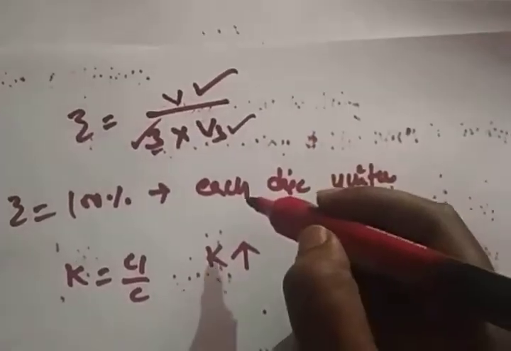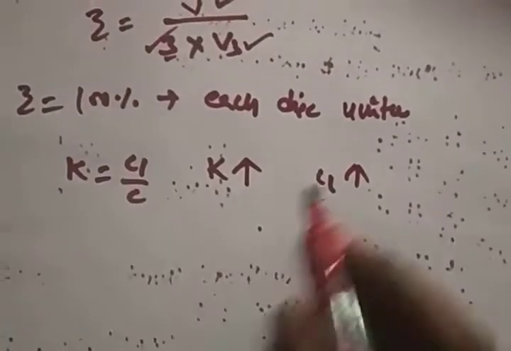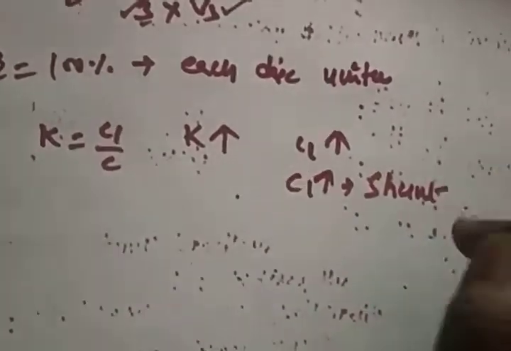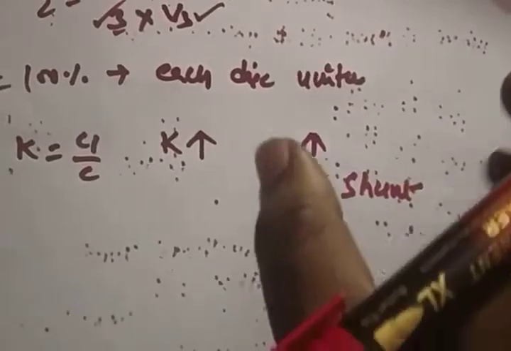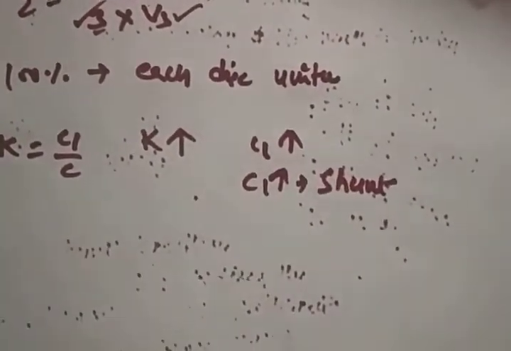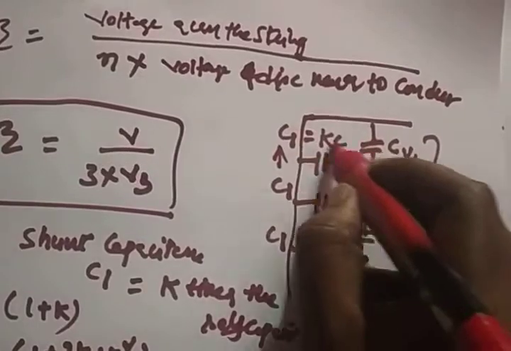If the K value is increasing, then what about C1? C1 is increasing. If C1 is increasing, it means the shunt capacitance is increasing. If the shunt capacitance increases, the uniformness is lost, since it depends on the shunt capacitance only. Here your shunt capacitance is increasing.